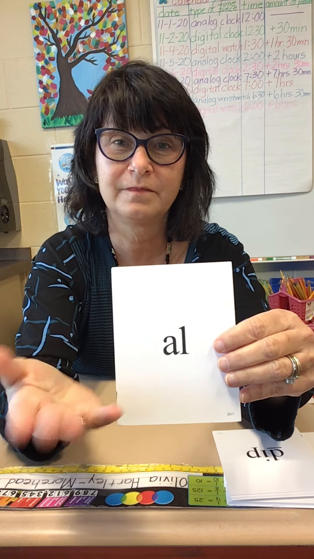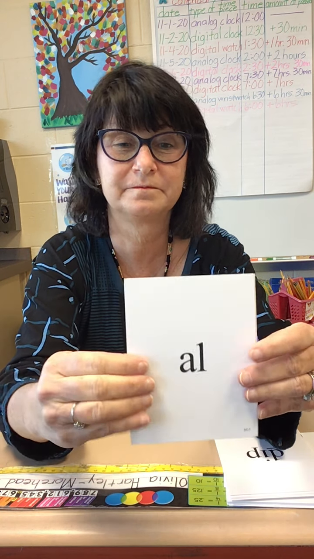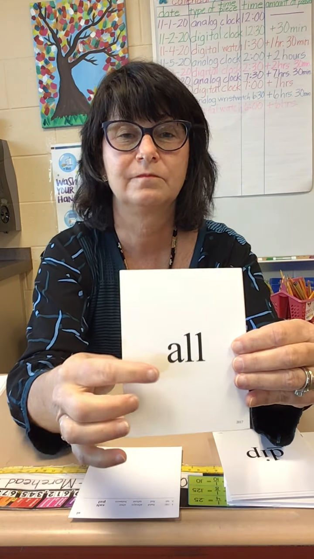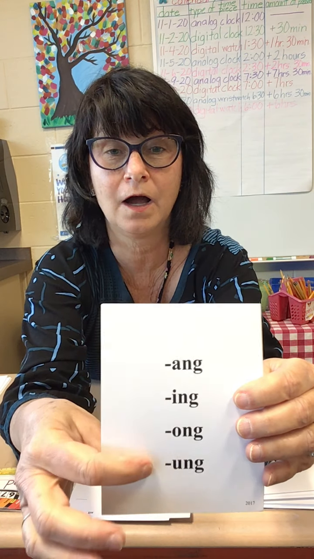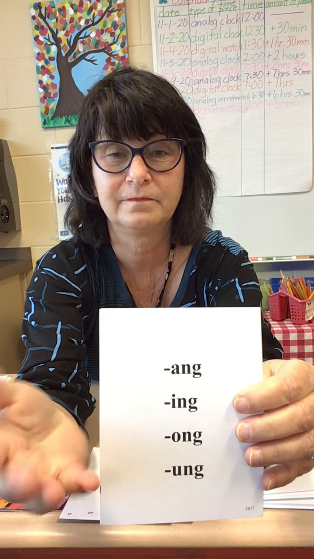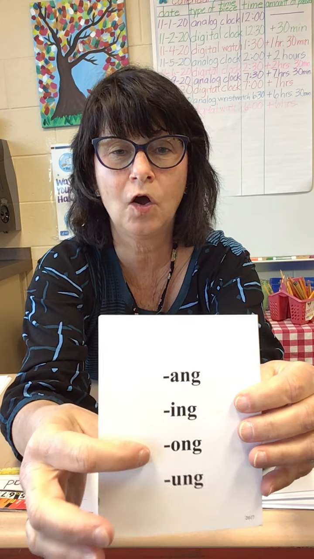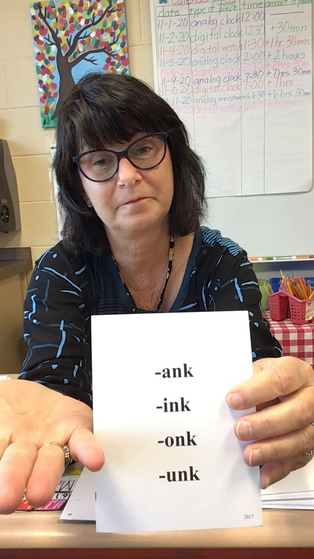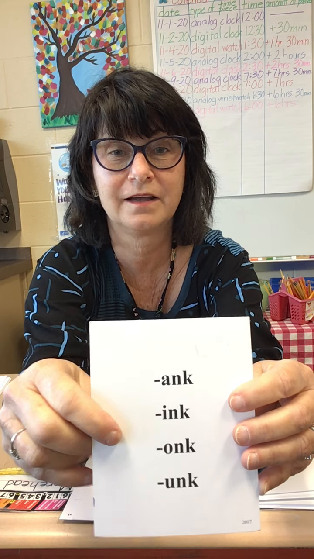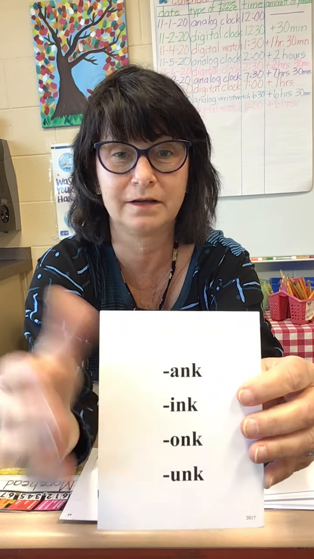Al, add a P. All, add a sm. Ang, ing, ong, ung. Add a h. Hang, hing, hong, hung. Ank, ink, onk, unk. Add a sta. Stank, stink, stonk, stunk. Very good.